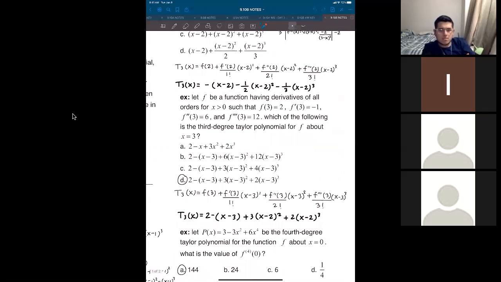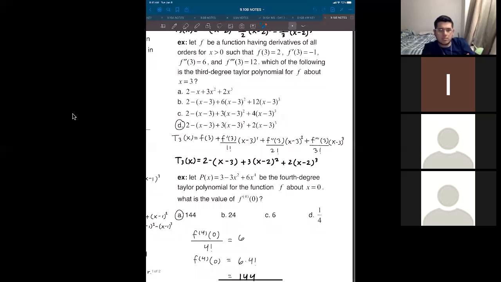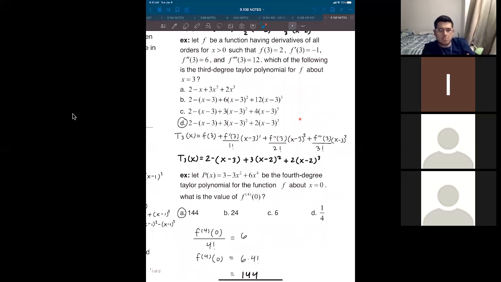This is a common problem, so if you guys have any questions about this one right here, please ask. It's very similar. It just gives you the values, so you don't have to make the derivative chart. Do you guys see that? And so you just plug these into the numerators of your Taylor formula. So this is very common that I've seen.